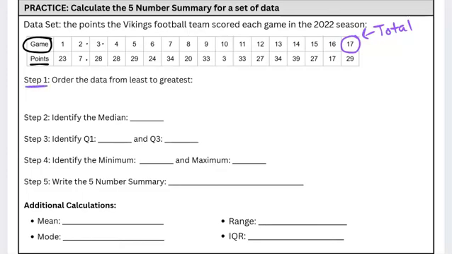So step 1, we want to order our data from least to greatest. We always want to start with that if our data is not already ordered that way. To complete that, we're going to use our points row, and we're going to find the smallest value, which is 3. And we are going to put that down, 3. And then we'll find the next smallest, which is 7. The next one would be 17. Then the next one would be 20. So I want you to pause this video and then finish ordering the data from least to greatest.